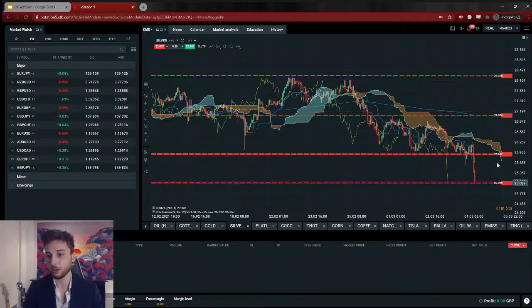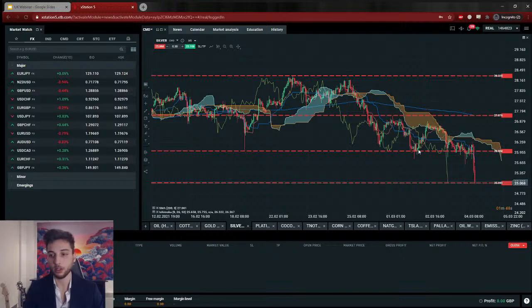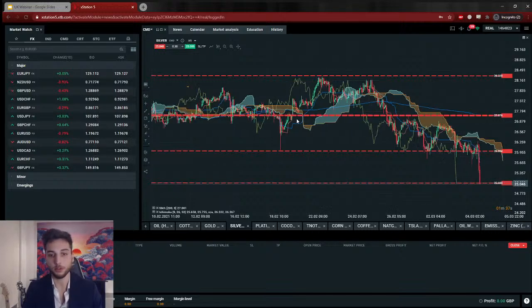Now let's put another one maybe here. 25-ish, 25.9, 26. Yeah, like the lower limit of the Ichimoku cloud, the lower limit of all these price reactions, and then a break in this candle, breaking below 26, going all the way down to 25.